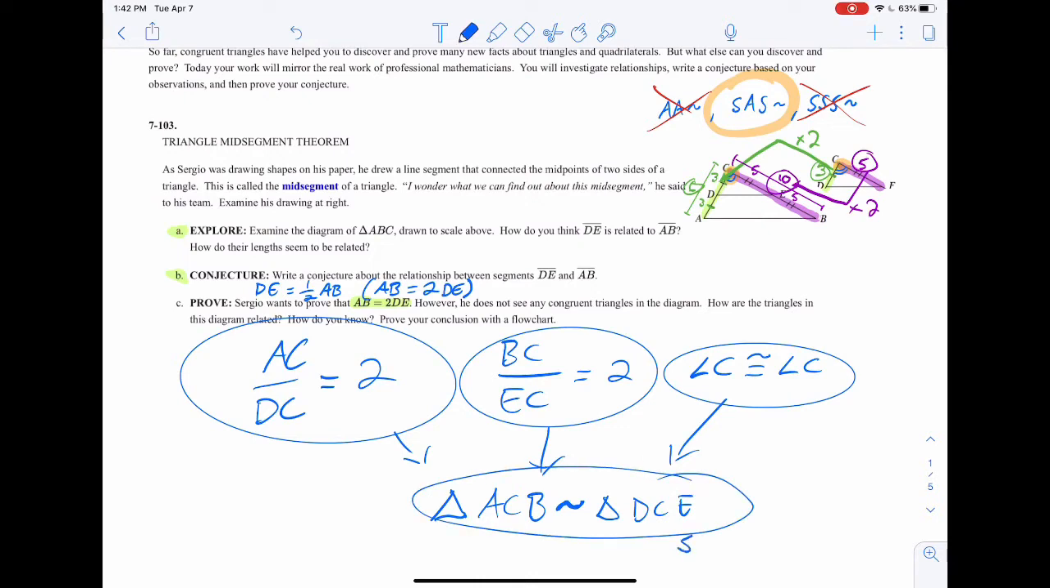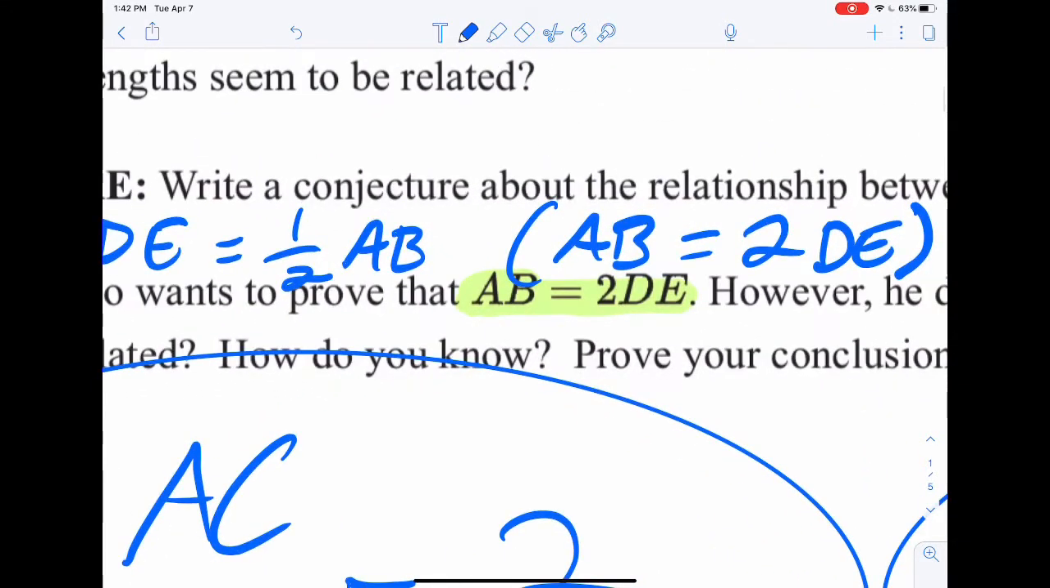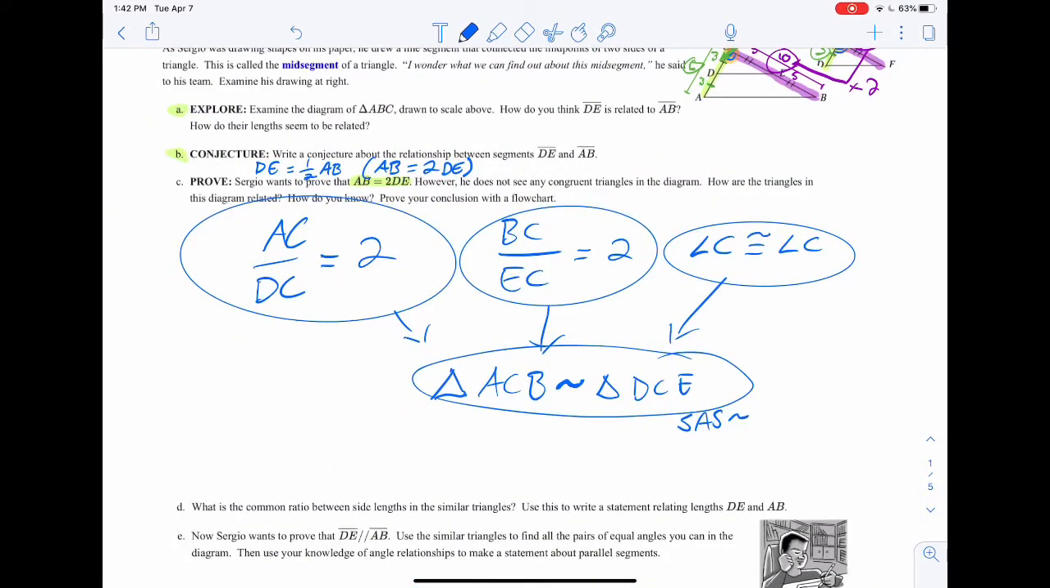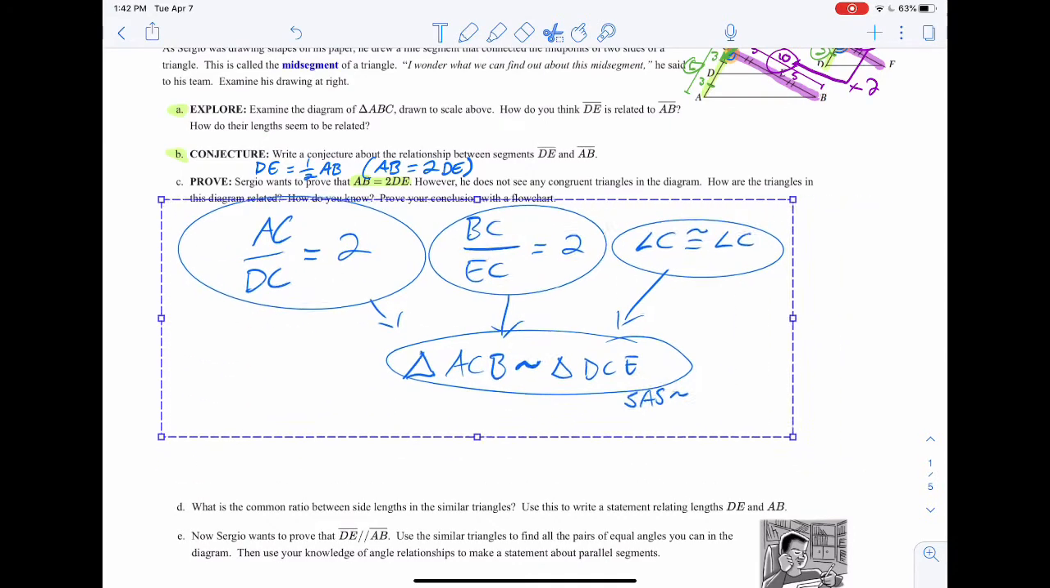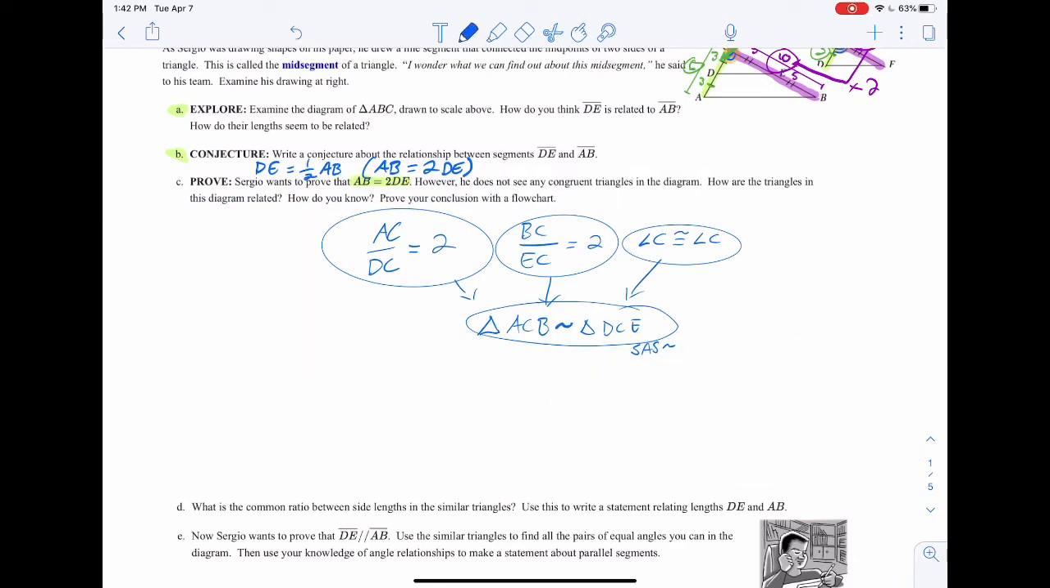By side, angle, side similarity. Now remember, we're trying to prove that AB is 2 times DE. We haven't done that yet. We've just proven that the triangles are similar. So we're going to take this and extend this flowchart.